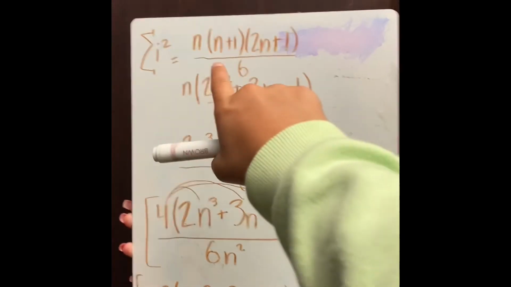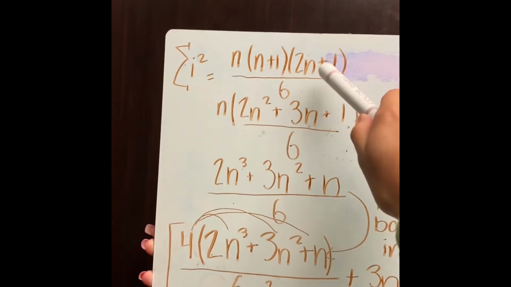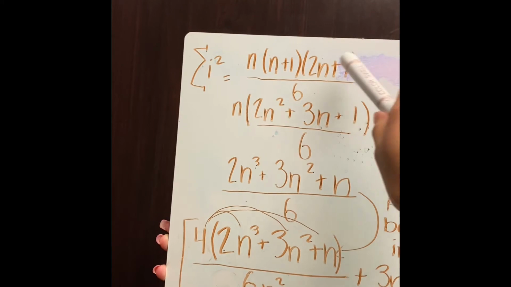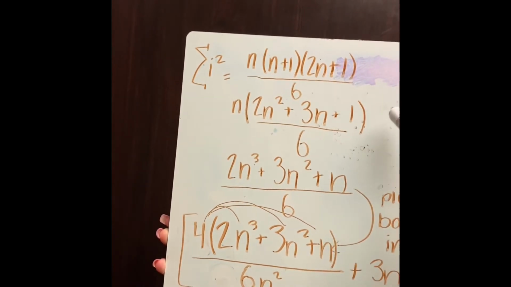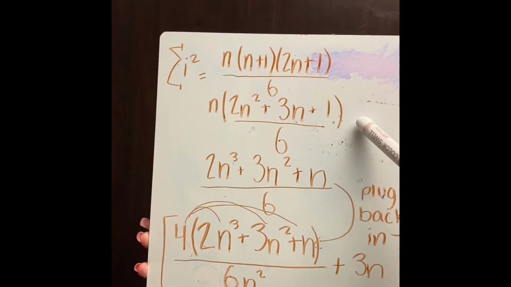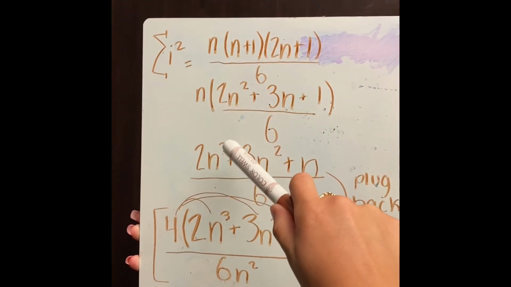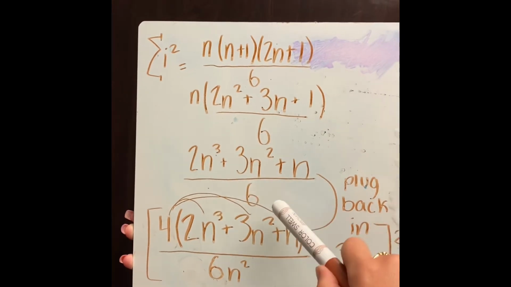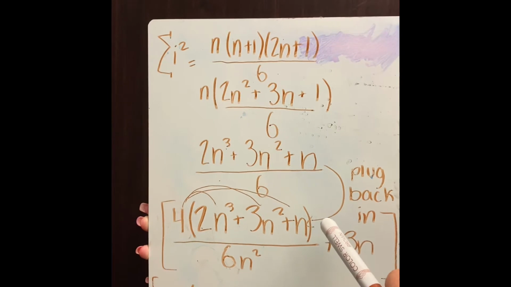So when we have an i in the problem, you plug in n for it. So this is the equation of n. And so when we FOIL this all out, this is the next step. And then you distribute n. So 2n cubed plus 3n squared plus n over 6. Then that plugs back into the original equation.